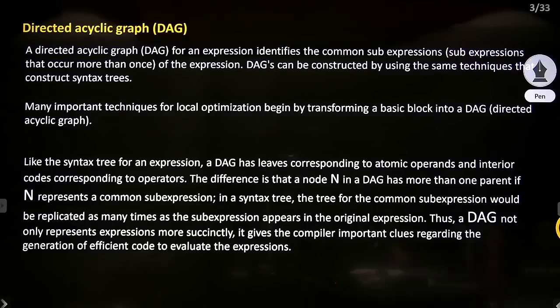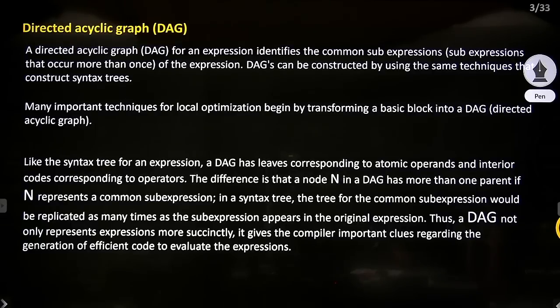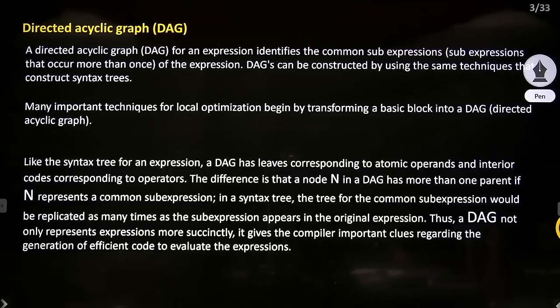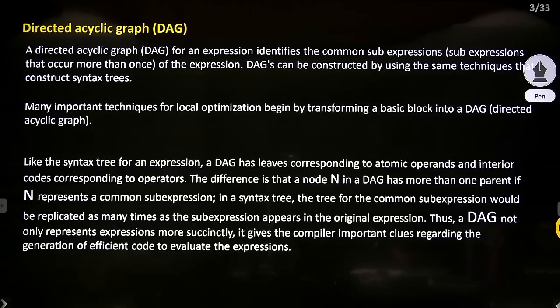Many important techniques for local optimization can begin by transforming a basic block into a DAG. Like a syntax tree, DAG has leaves corresponding to atomic operands and interior nodes. So this is all definition. Don't worry about the definition, I'll explain again using an example. It is saying that a DAG has atomic operands. So what are atomic operands? I'll tell you about it.